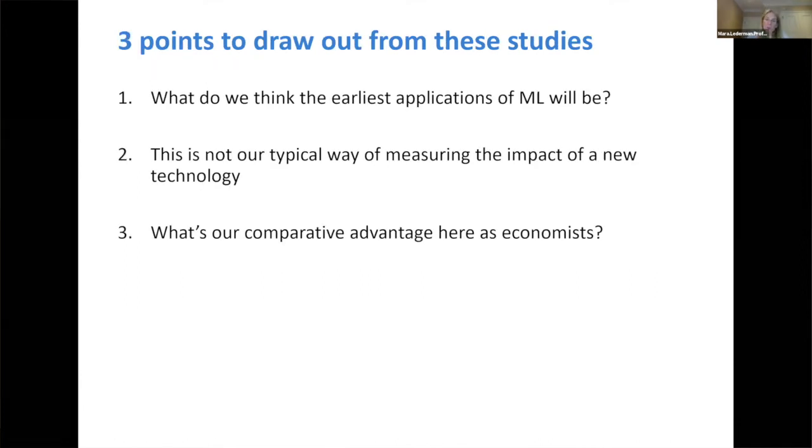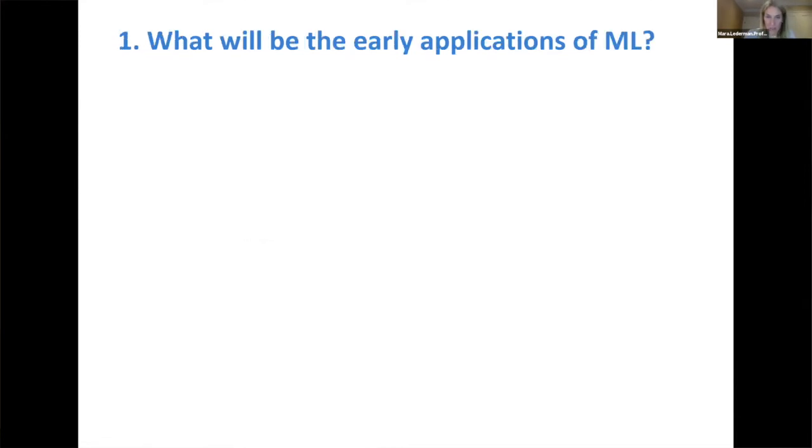Okay, so 3 things I want to draw out from these studies. First, I want to get you thinking about what we think the earliest applications of machine learning will be, because they're probably not the ones we're mostly talking about at this conference. Second, I want to highlight this isn't our typical way of measuring the impact of a new technology. It actually doesn't fit that structure I laid out for you at the beginning of this section. And what's our comparative advantage here as economists? Where should we be playing, essentially?